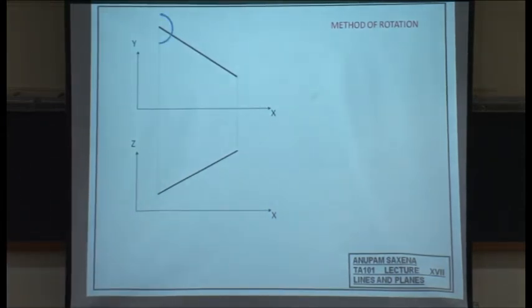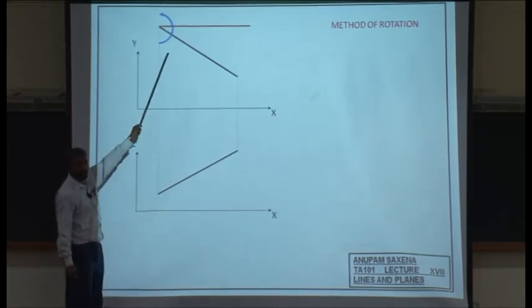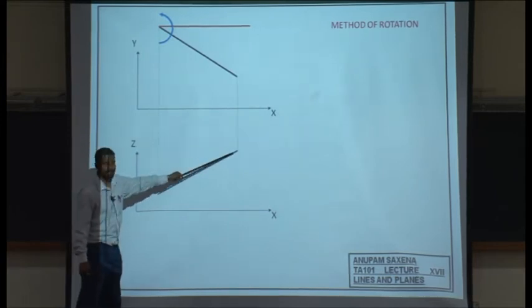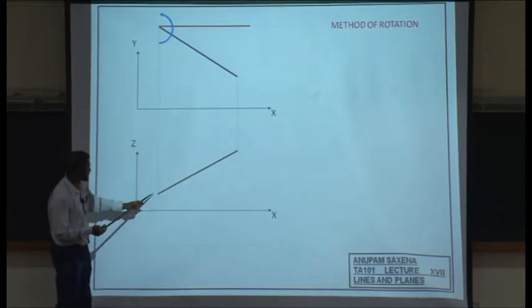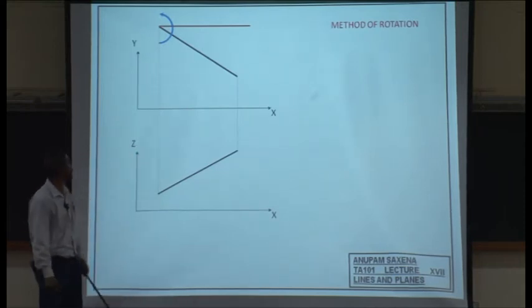In this example, rotate the top projection so that it becomes horizontal. When you see that, you are rotating this line about the z axis. So, the z coordinate of this point does not change. You are rotating the entire line about this point. So, this point remains fixed in space.